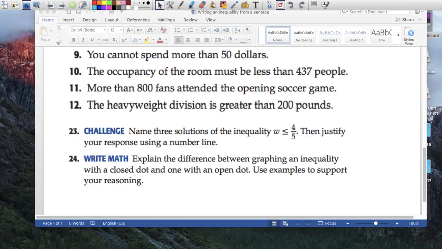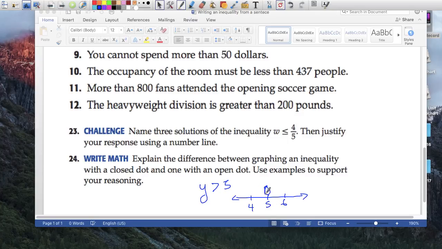Let's go like this. So y is greater than 5. To put that on a number line, we would go 5, 6, and 4. A little circle on that 5.